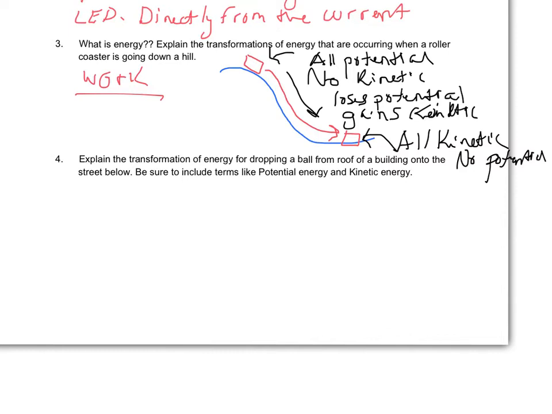Okay, so as you see, as the cart moves down the hill, it is very slowly losing some of that potential energy because it is transforming into kinetic.